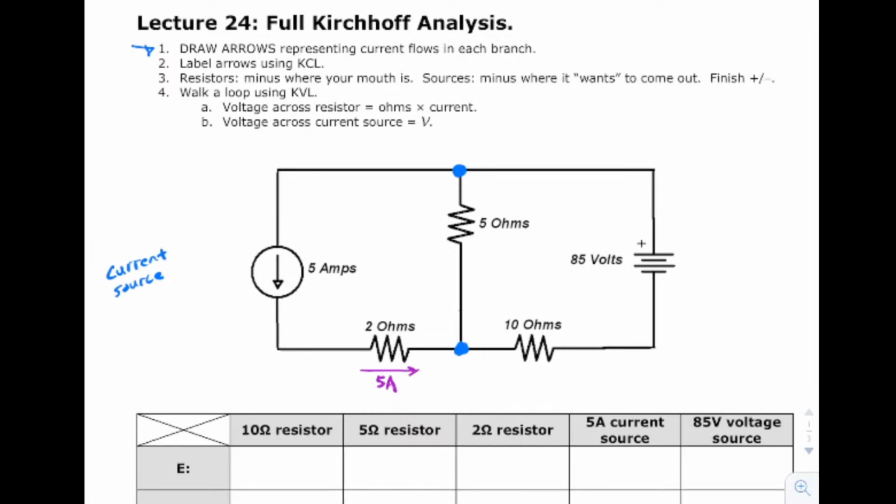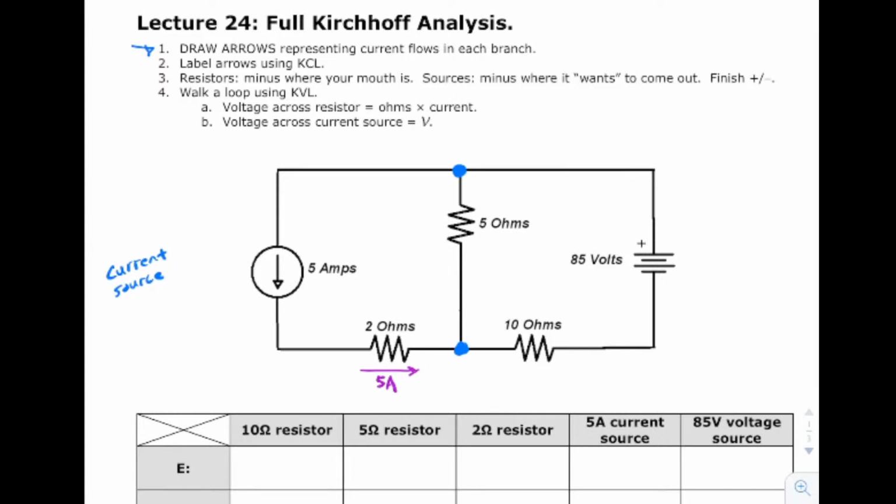Now, when you get to this junction, however, things change, okay? So you can't just say, well, it's 5 amps there and it's going to be 5 amps here. No, it's not. If it is, it's a real heck of a coincidence, but it's probably not. Because this is a completely different branch.